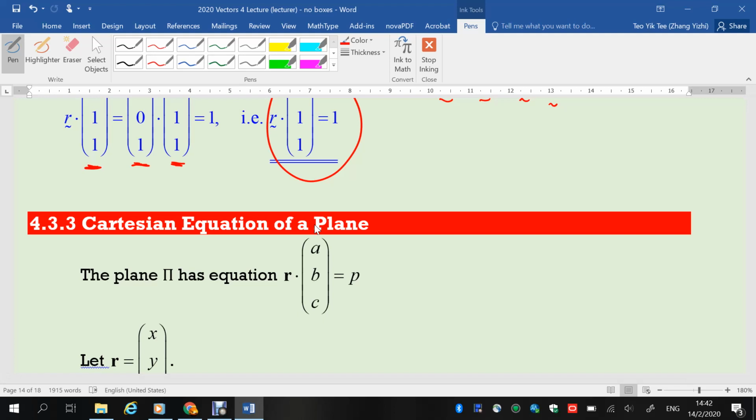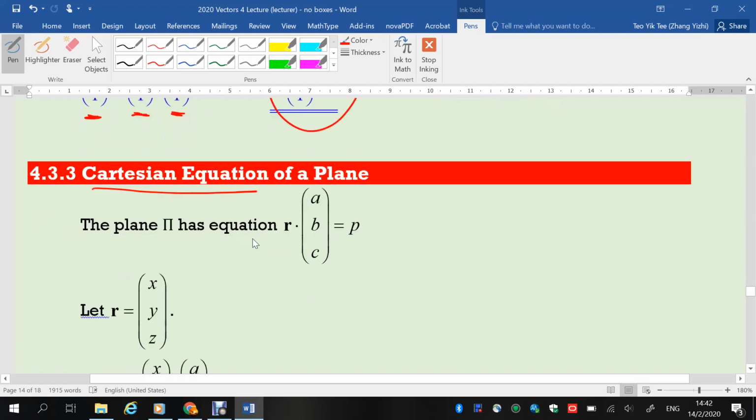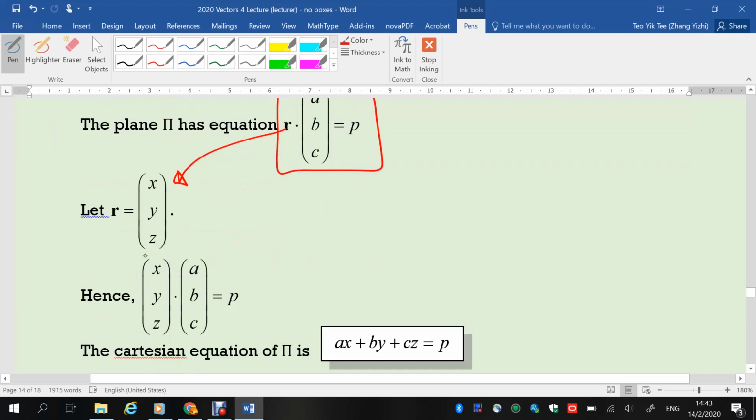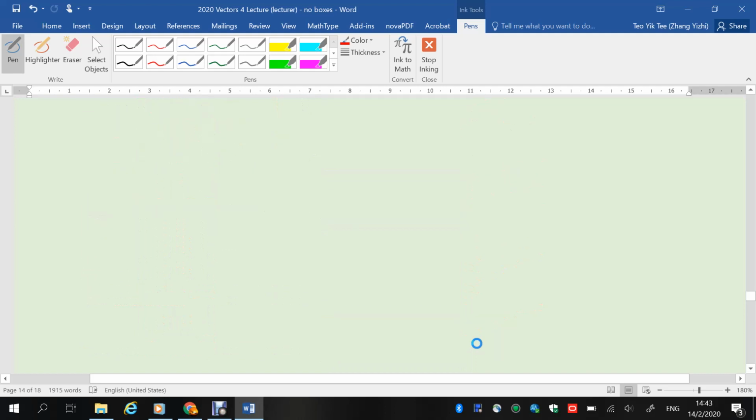The next form I'm going to introduce to you is the Cartesian equation of the plane. To write down the Cartesian equation of the plane, you need to start off with the scalar product form first. To do the scalar product form, all I need to do is to replace my r by x, y, z. So what happens on the left hand side now will be x, y, z dot with a, b, c equals to point P. Activate your dot product, and then I get ax plus by plus cz equals P. This is the Cartesian equation of a plane pi.